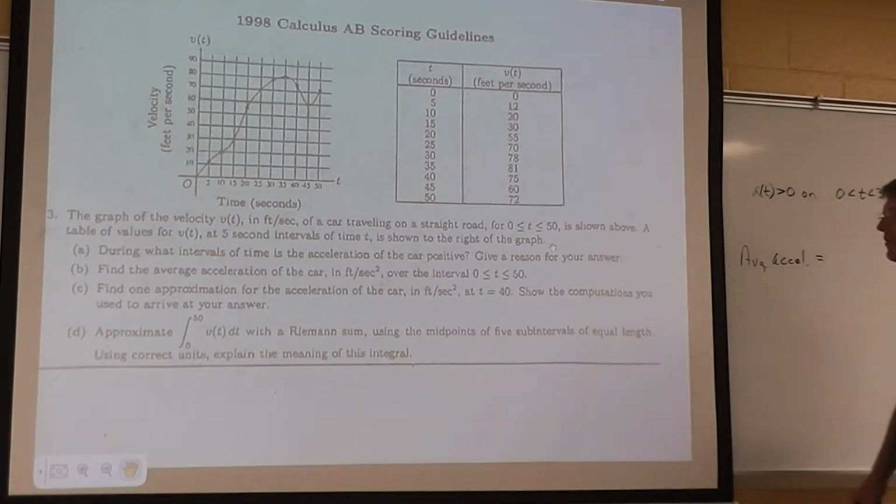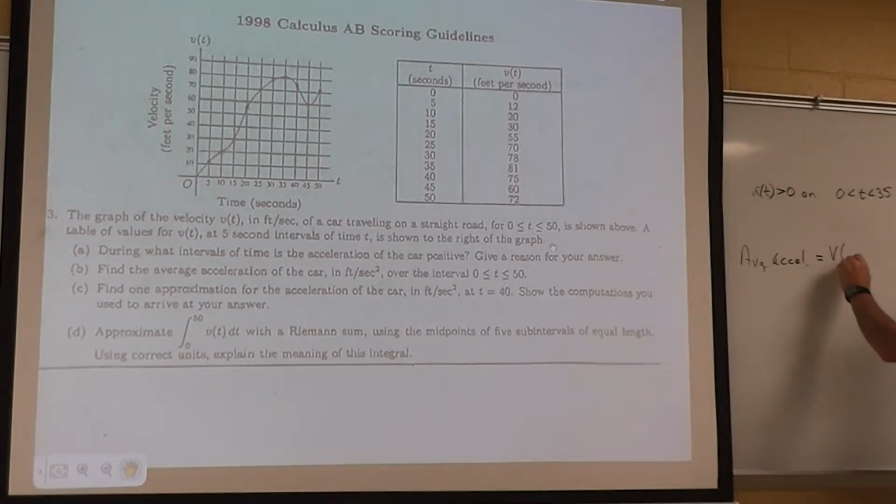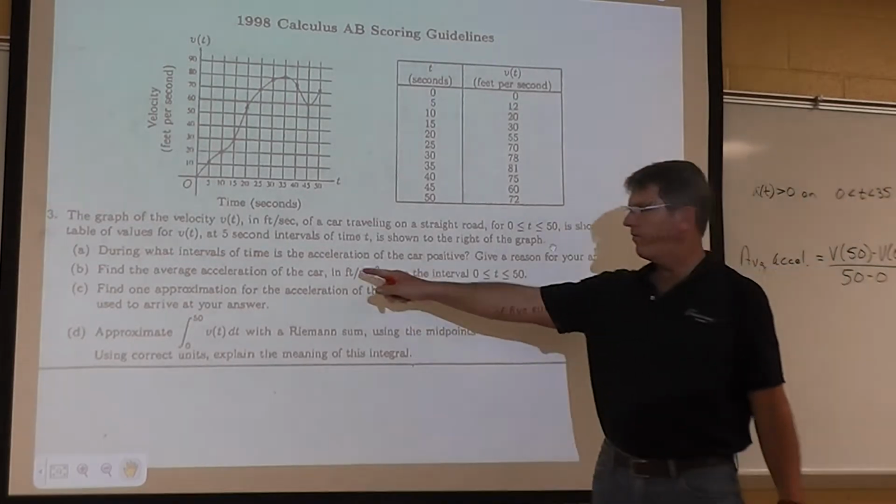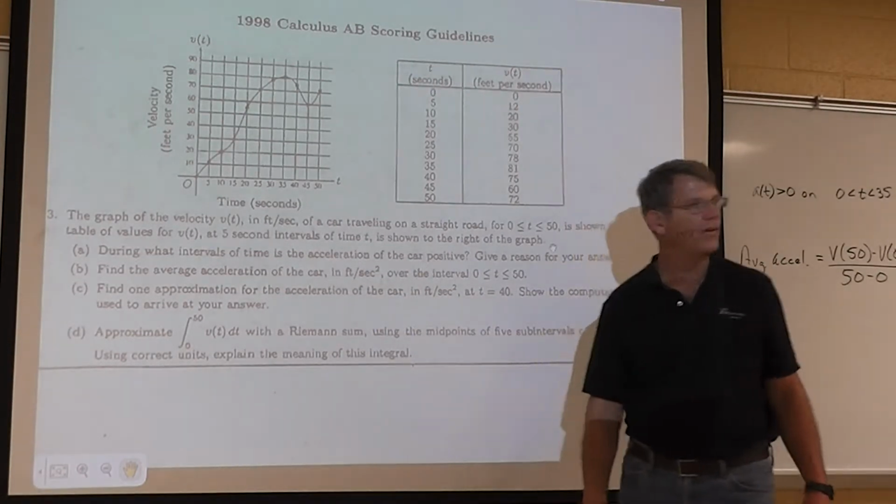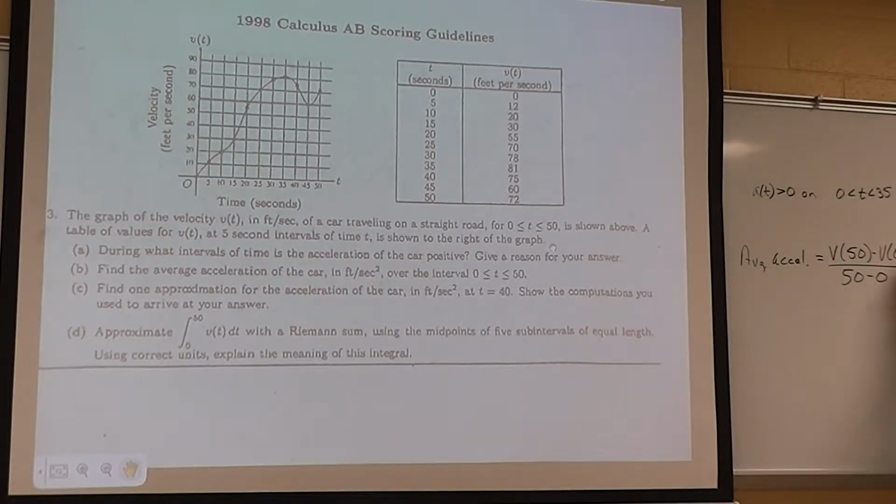Will be calculated how? 72 minus 0, 50 minus 0. Okay, I'll slow that down just a bit. It is going to be the velocity at 50 minus the velocity at 0, all over 50 minus 0. Again here, they tell us almost essentially how to do this right here. Feet per second squared. The units talk to me. This numerator is going to be measured in feet per second, and the denominator is going to be in seconds. That's feet per second squared.